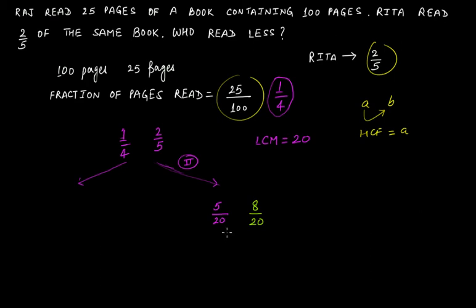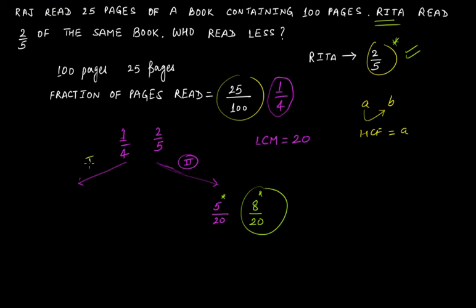Now you can clearly see that these two fractions are now like fractions. Since these two fractions are now like fractions, you can now compare the numerators. The numerator in this case is 5, in this case is 8. 5 is of course less than 8, therefore this is the greater fraction. This particular fraction, the equivalent fraction for 2 by 5, is 8 by 20. Therefore we will say that Rita read more. Okay, this fraction is greater.